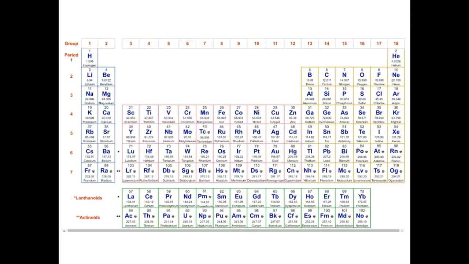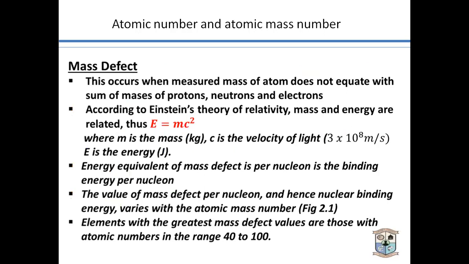There's this also, and this is also a periodic table, just slightly different from the other one. There are some periodic tables that are more detailed, and others are less detailed, depending on what information you want to pick out of there. Okay, so we come to what mass defects are. A mass defect occurs when the measured mass of an atom does not equate with the sum of masses of protons, neutrons, and electrons. According to Einstein's theory of relativity, mass and energy are related.